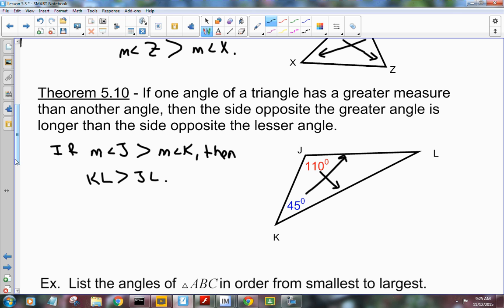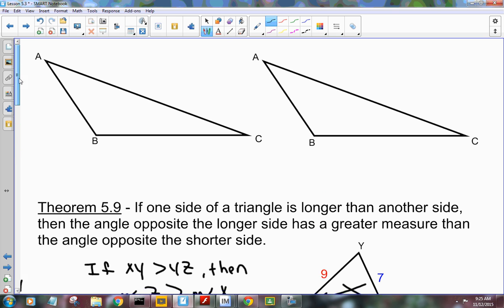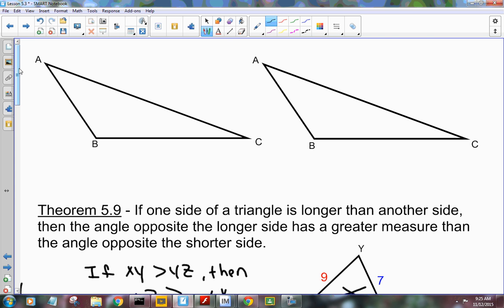So what that boils down to, go back up here to my triangles, is that the longest side is always opposite the largest angle. And the smallest side is always across from the smallest angle. Actually, the shortest side.